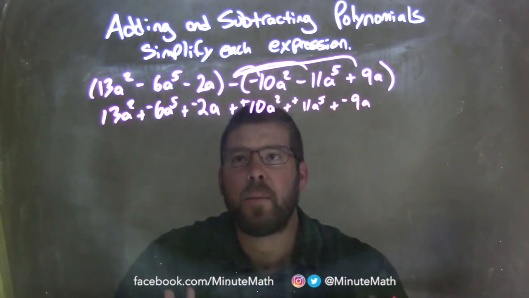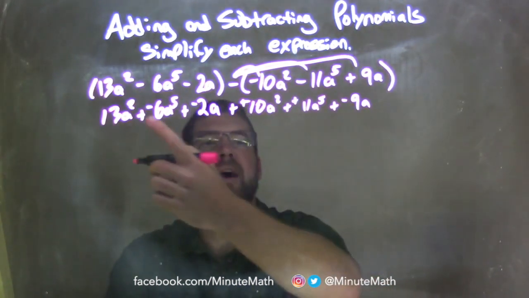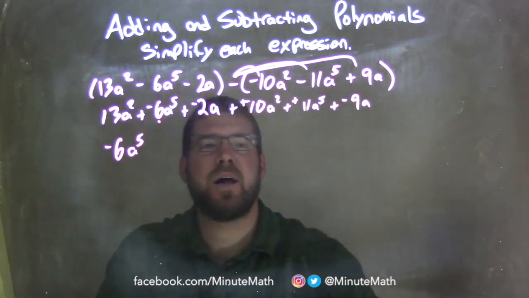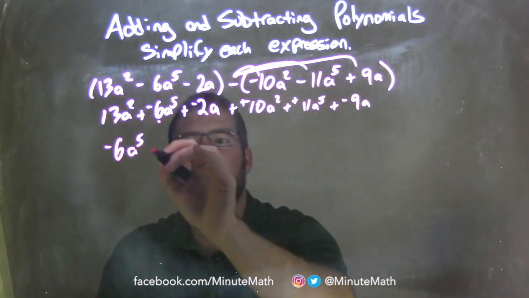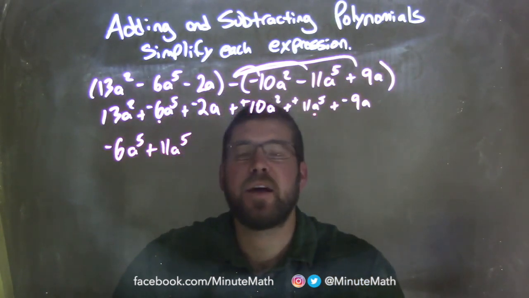Okay, so now I'm going to rearrange my like terms together, highest degrees first. So the highest degree I see is to the fifth power. We have negative 6a to the fifth. Put a dot to show that I brought that down. Plus 11a to the fifth. Brought that one down. I don't see anything else to the fifth power.